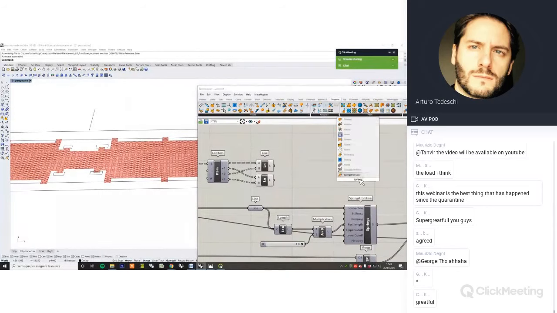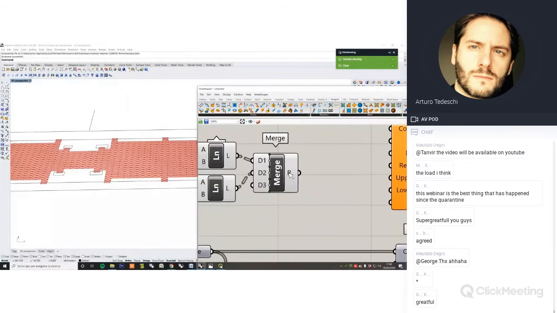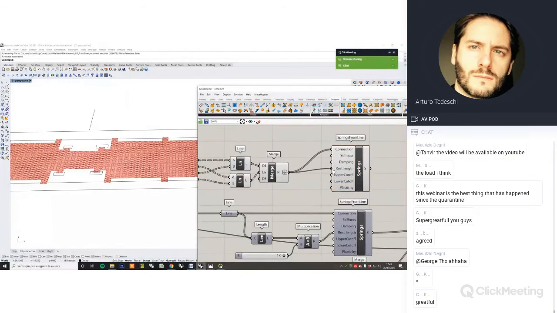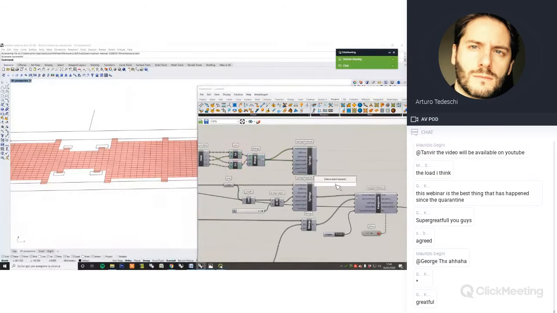Now it becomes a new spring component, so a new springs from line. We can merge them together. Flatten. This one goes here, and this one goes here. And this one can be actually merged. This one and this one, like this. So in terms of forces, we have just two sets of springs: the diagonals that give the bending resistance, and this one which controls the membrane itself.